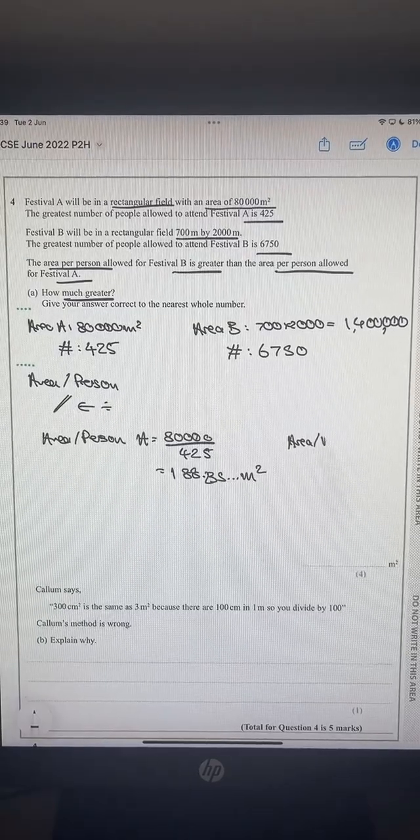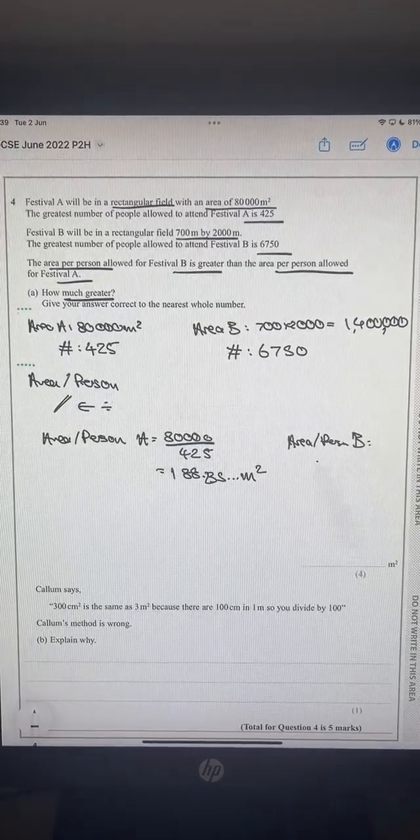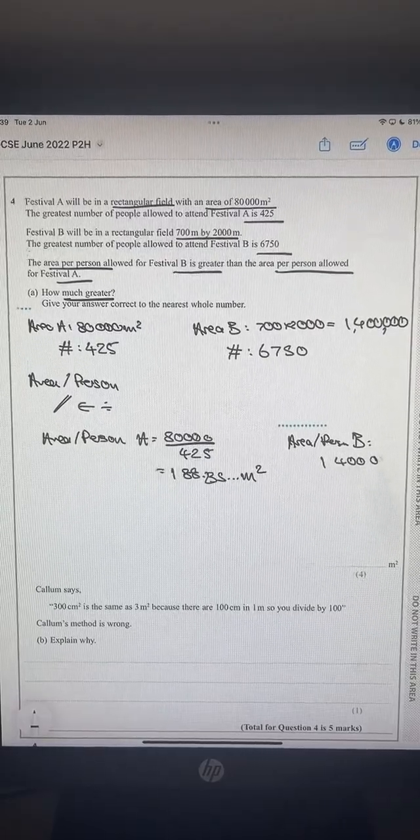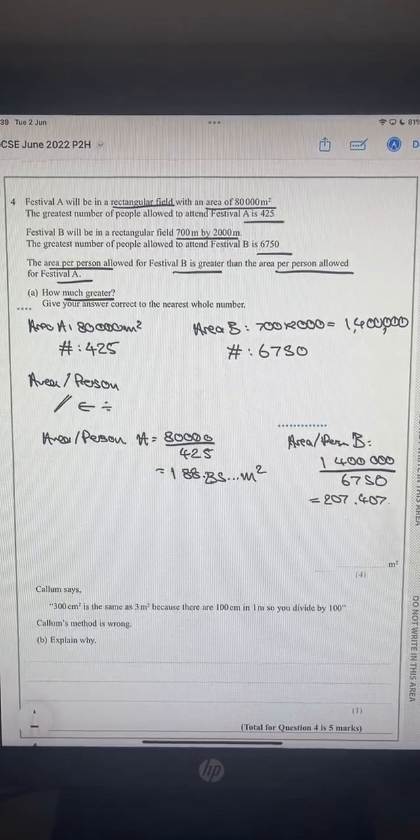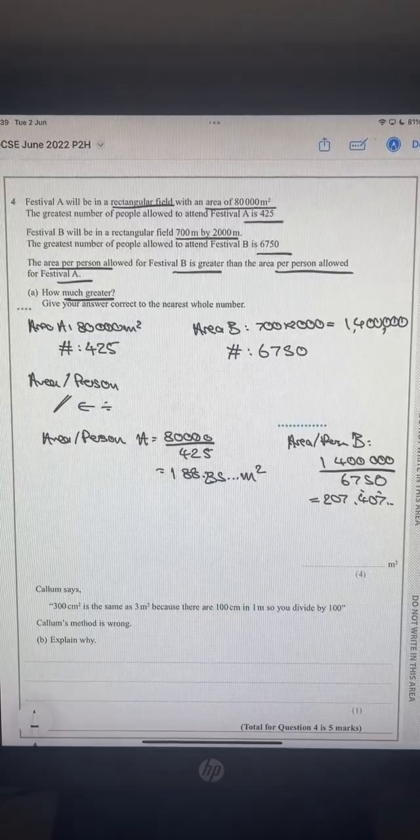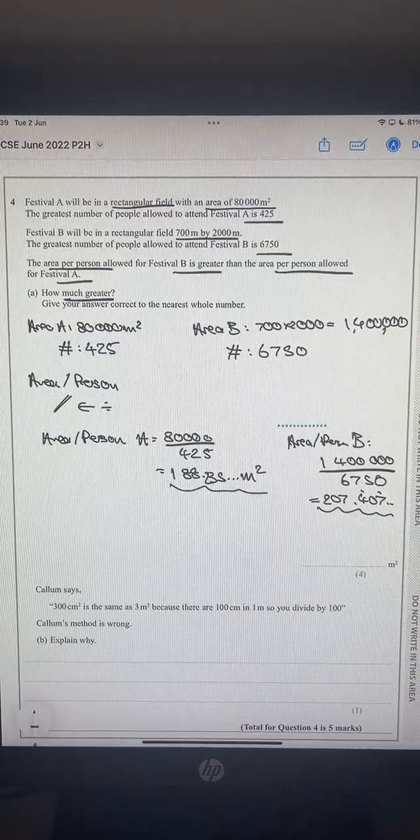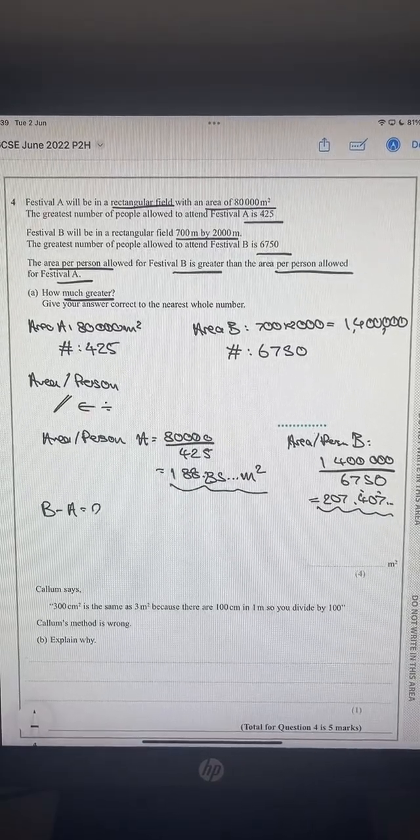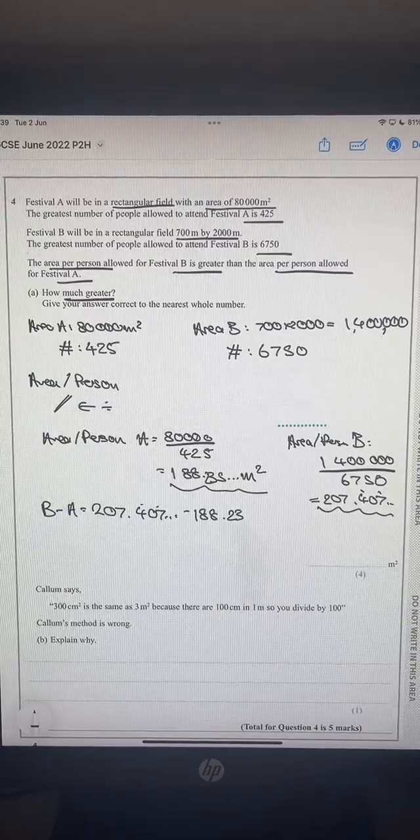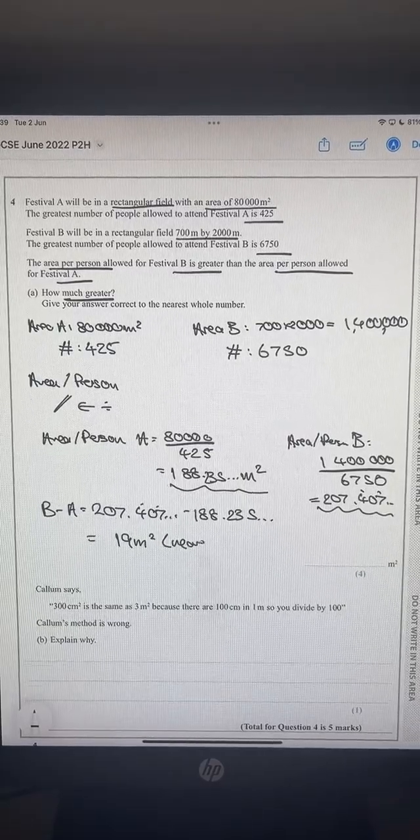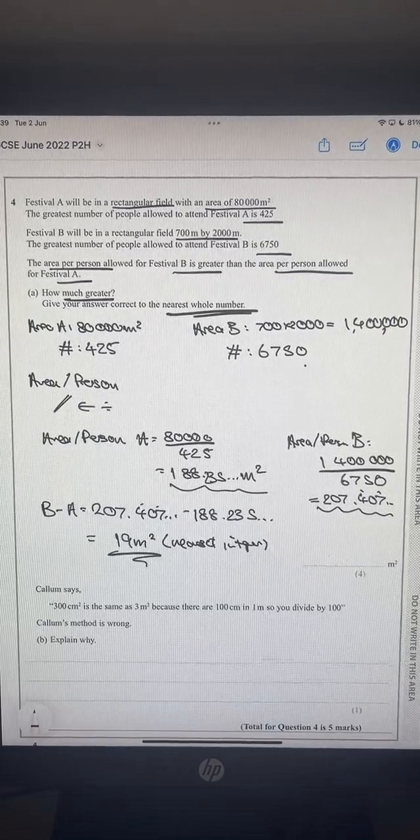Then the area per person for B, I do exactly the same thing. It is 1,400,000 this time, divided by 6,750, and I get 207.407, and those are recurring. So we need to find how much greater this area per person is compared to this. So all I have to do is B minus A, so that's 207.407, blah, blah, blah, minus 188.235, blah, blah, blah. And that gives me 19 meters squared to the nearest integer, because they asked me for the nearest whole number. And that's my answer.